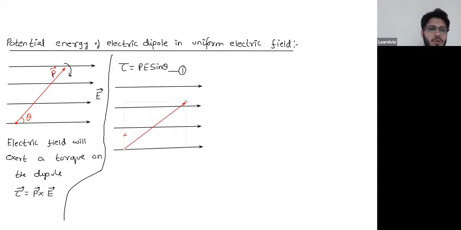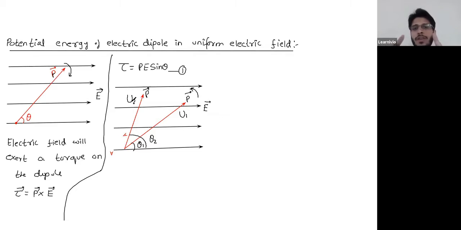Initially, let's say the dipole was at this angle. Now I will rotate it like this. This is the direction of the dipole moment, and this is the direction of the electric field. This angle is theta. So we are rotating this dipole from angle theta 1 to angle theta 2, in the anti-clockwise direction. When the dipole is at angle theta 1 with respect to the field, it will interact with the field, and due to that interaction it will have some potential energy U.